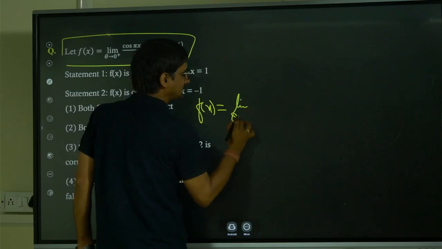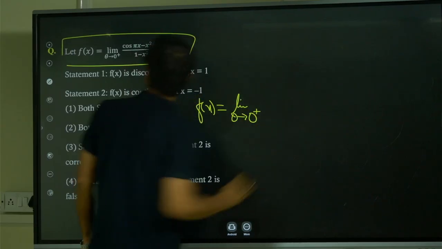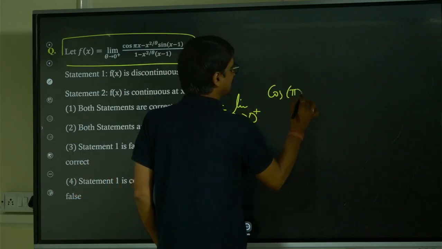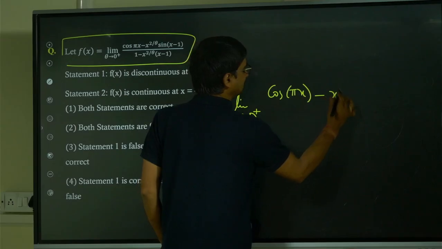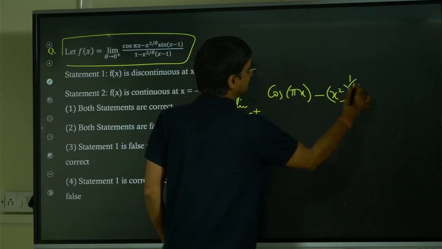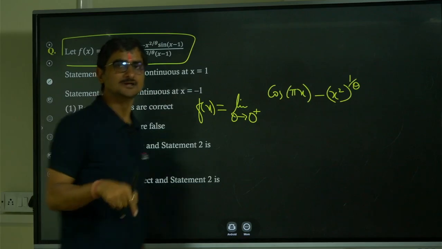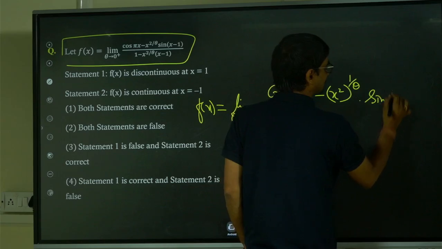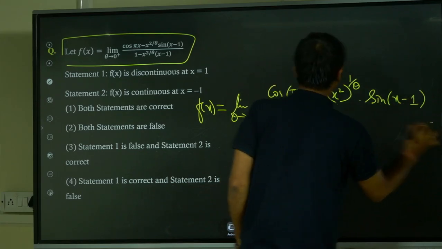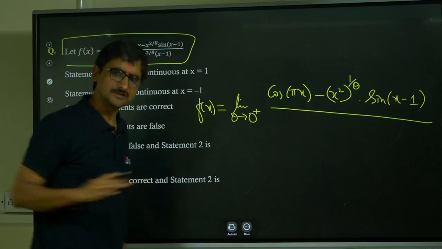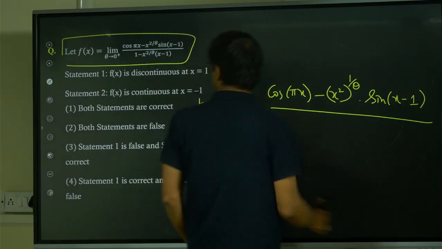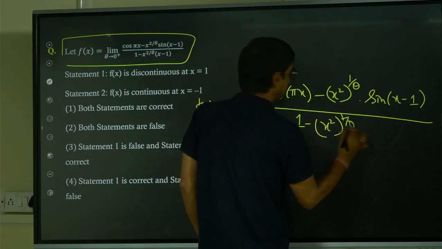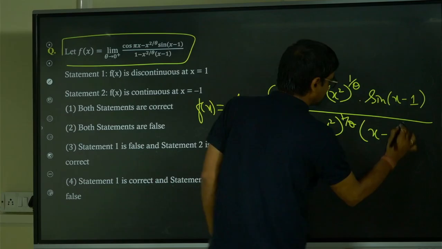Limit as theta approaches 0 from the right side, positive. Okay, cos of pi x is independent of theta, minus x square raised to the power 1 by theta. That's the purpose actually for giving it as 2 by theta, into sine of x minus 1. What does that mean? That means whatever x be, positive or negative, there won't be any problem as theta goes to 0. So 1 minus x square raised to the power 1 by theta into x minus 1. Great.